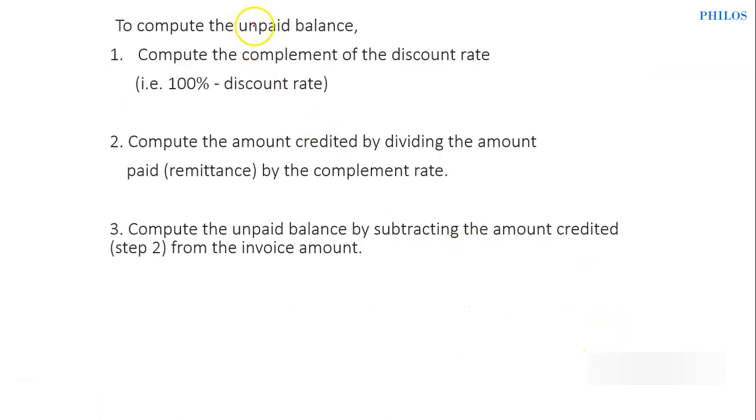To compute the unpaid balance, step 1: compute the complement of the discount rate.